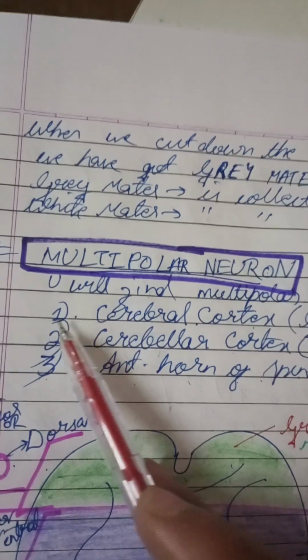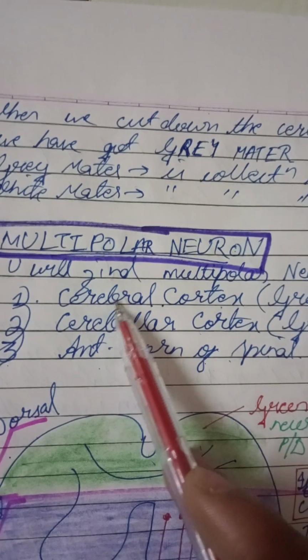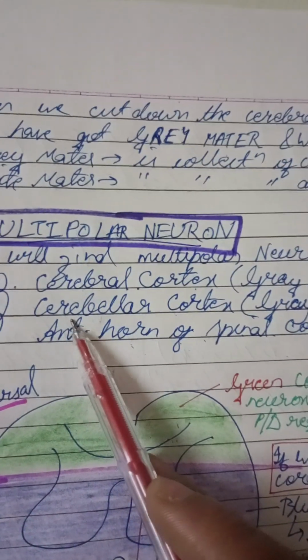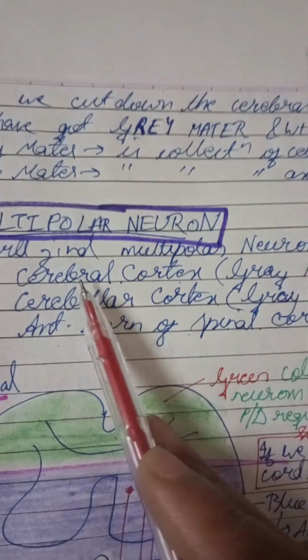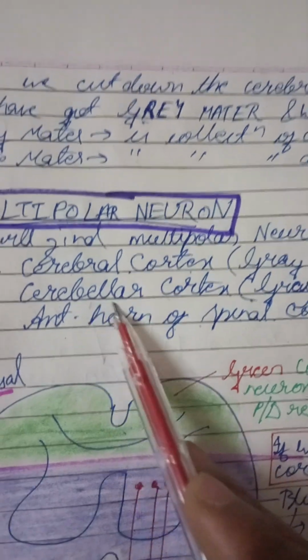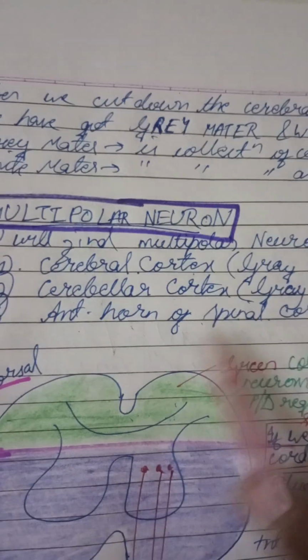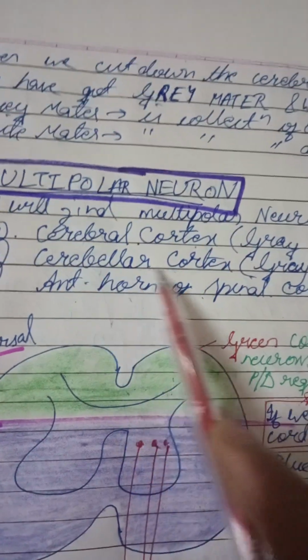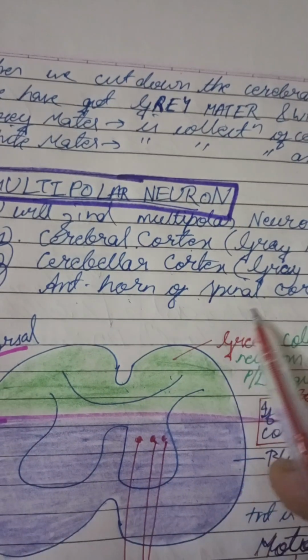So multipolar neurons, you will find them in 3 places. What are they? Number 1, we find them in the cerebral cortex, gray matter. Number 2 is the cerebellar cortex, gray matter. And number 3 is the anterior horn of the spinal cord. Cerebral cortex, cerebellar cortex, anterior horn of the spinal cord.